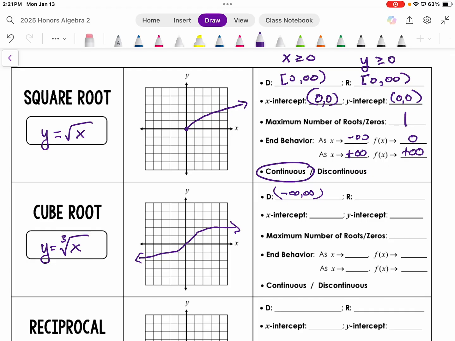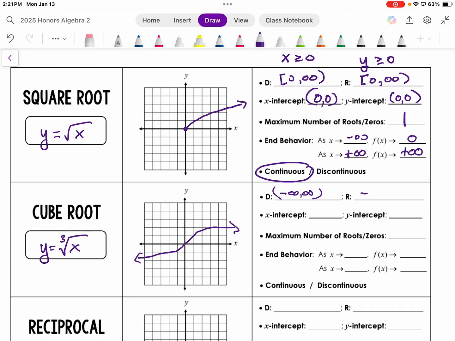But with cube roots, we're allowed to take the cube root of a negative number. We're actually allowed to do any odd root, 5th root, 7th root, of a negative number. We can't do even roots of negative numbers. My range is slowly going to get there, but eventually we'll go down to negative infinity and up to positive infinity.